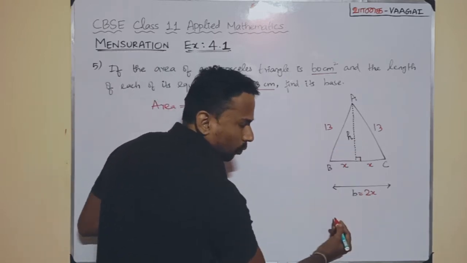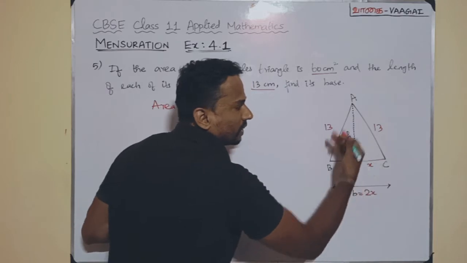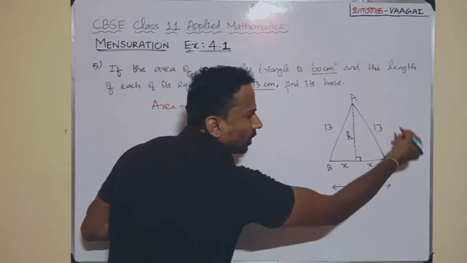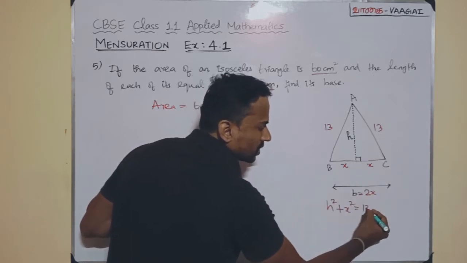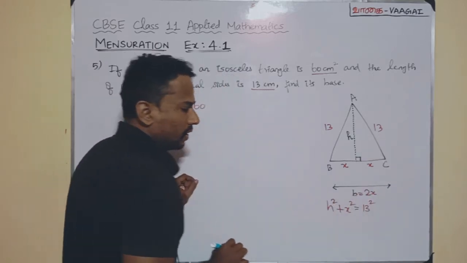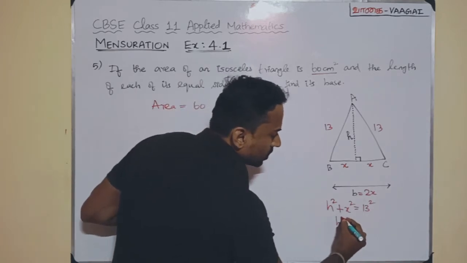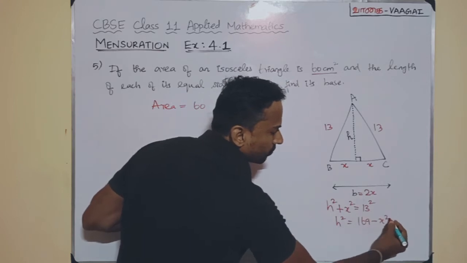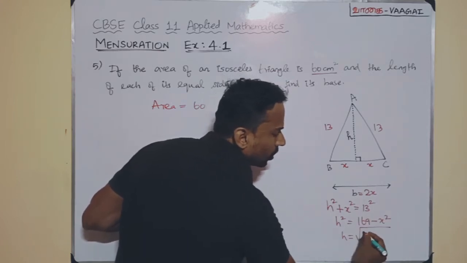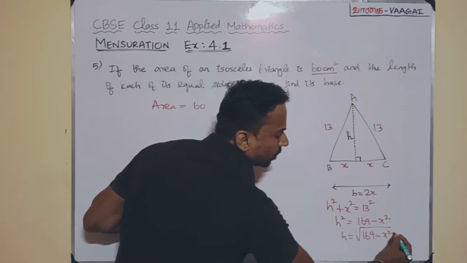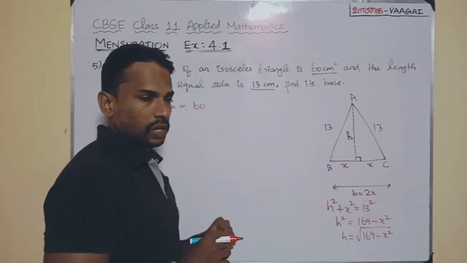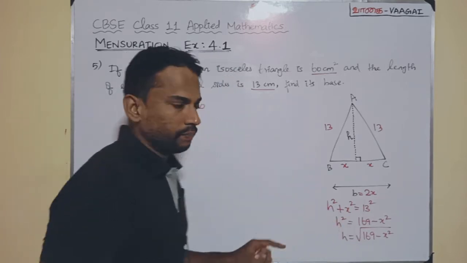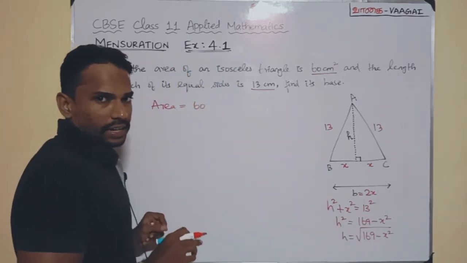Now listen very carefully what I am going to do. When I use Pythagoras theorem for the right hand side triangle, we will have h square plus x square is equal to the hypotenuse, which means 13 square. Now I can rewrite it as h square is equal to 13 square, which is 169, minus x square, and now h will become square root of 169 minus x square. Okay, fine. So we have now written this h in terms of x. This is done.